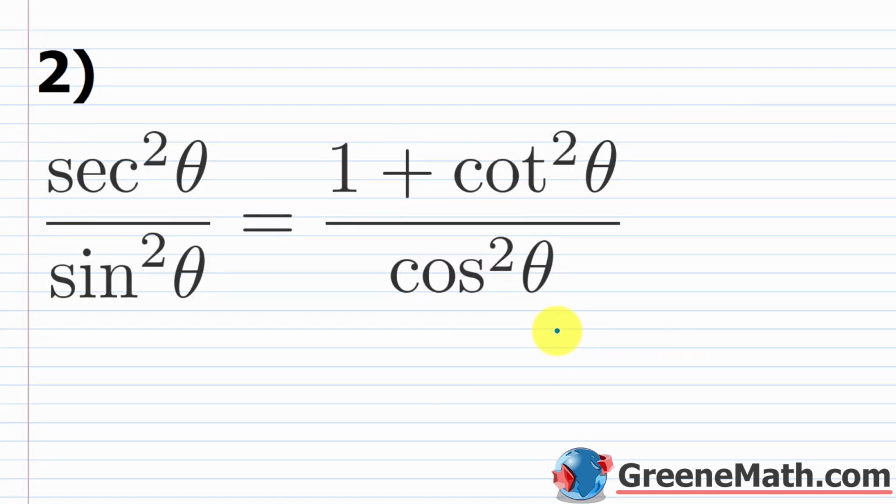All right, let's take a look at the second problem. So here we have secant squared theta over sine squared theta, and this is going to be equal to 1 plus the cotangent squared theta over the cosine squared theta.